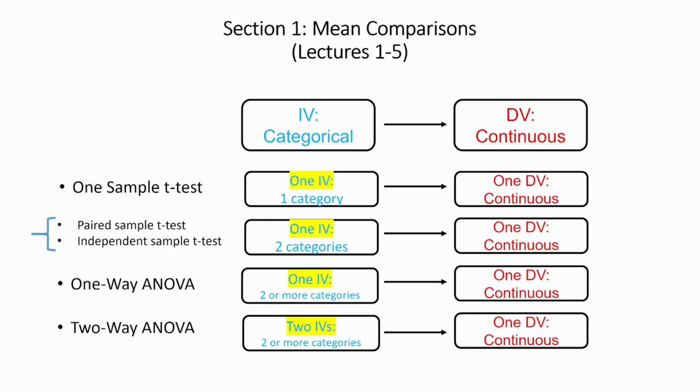Another one is called Two-Way ANOVA, and it has two independent variables. So the difference between One-Way ANOVA and Two-Way ANOVA is that One-Way ANOVA has one independent variable, but Two-Way ANOVA has two independent variables. Okay, now we have an overall picture of different types of mean comparison analysis. Now we're going to look at how we can do the first one, namely the one sample t-test.